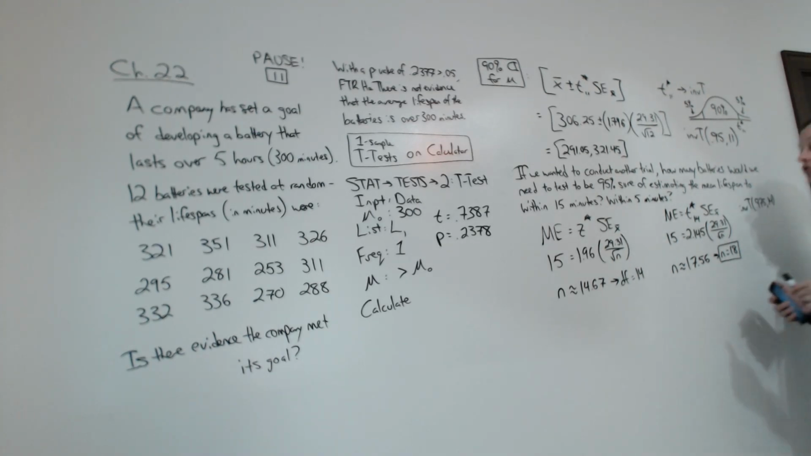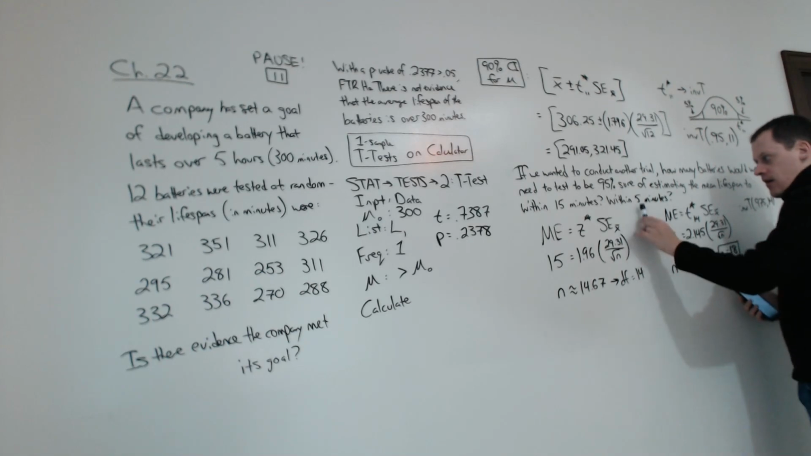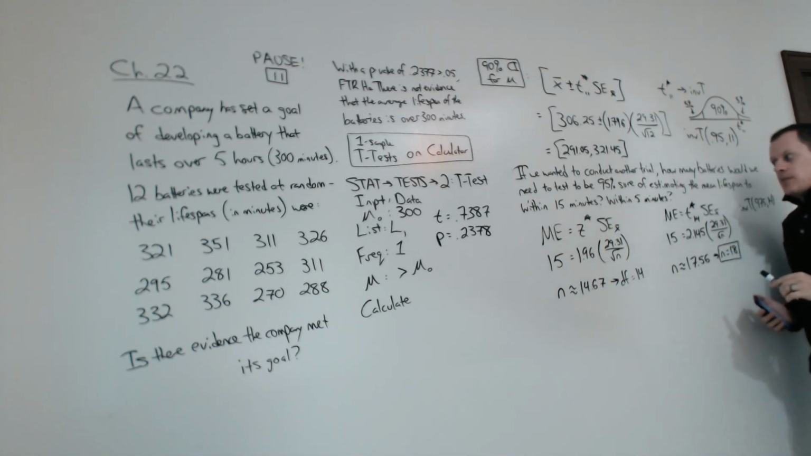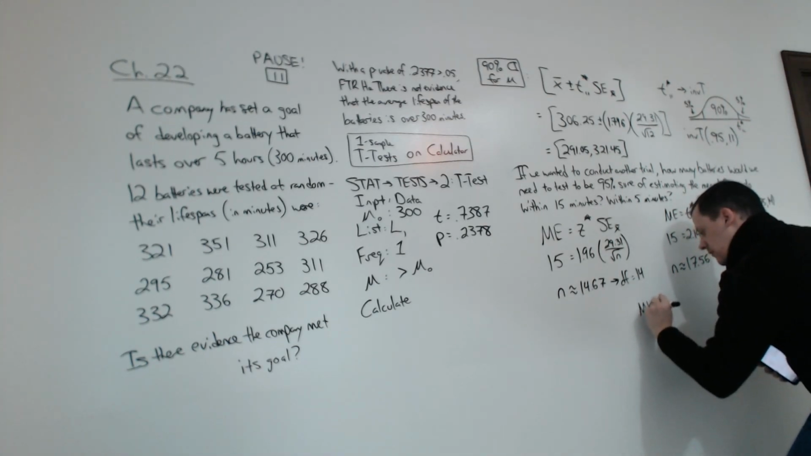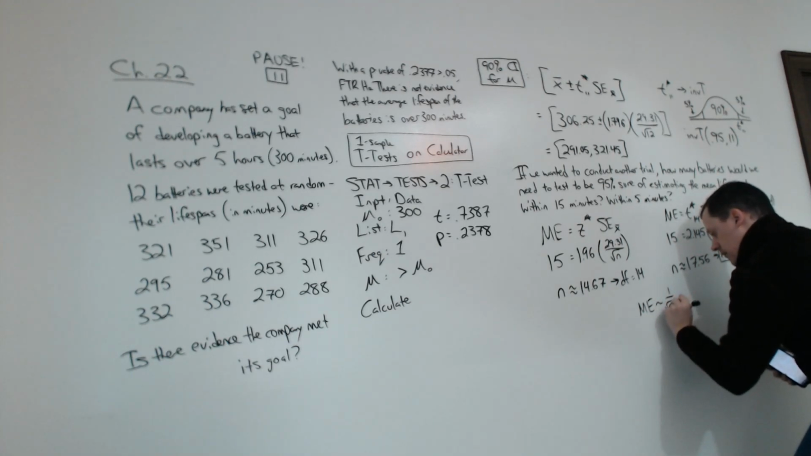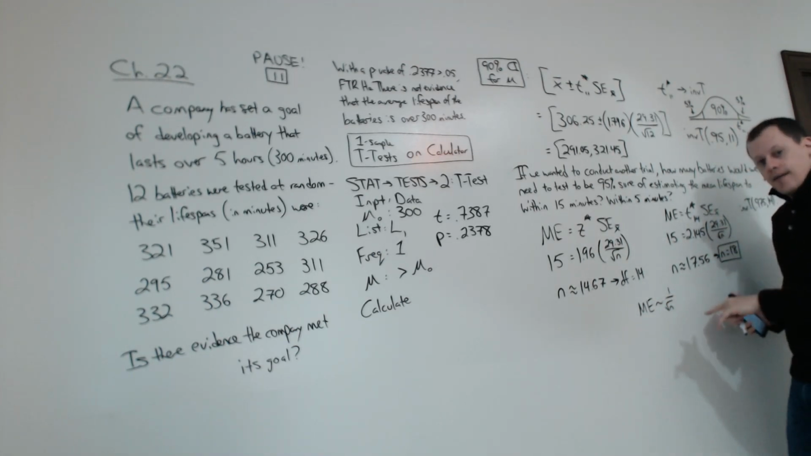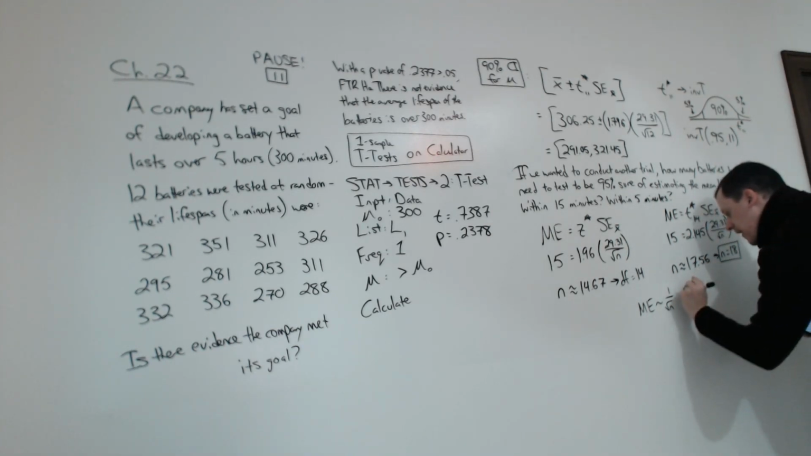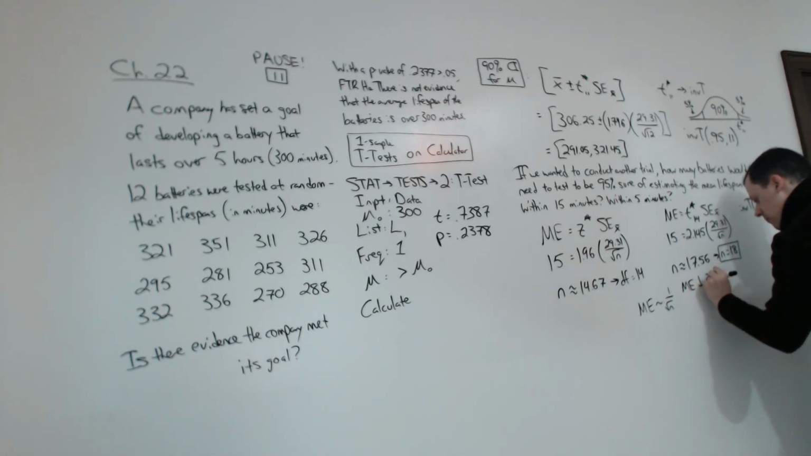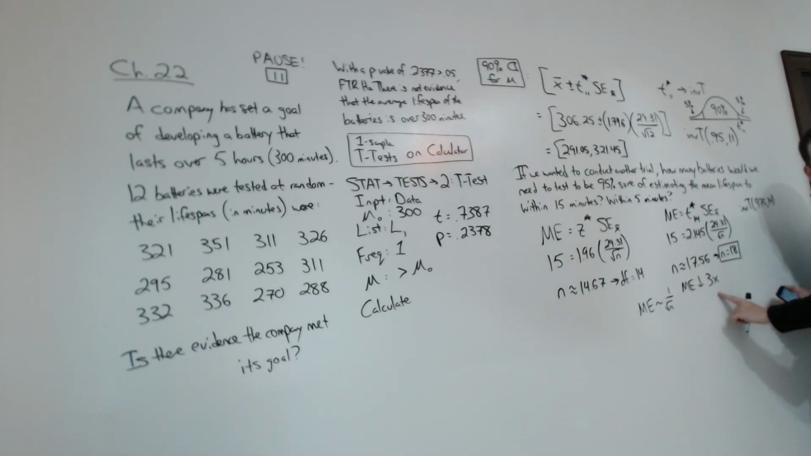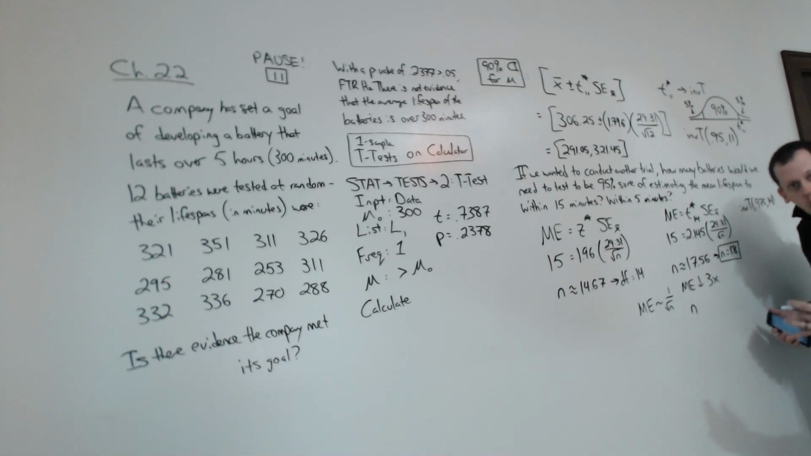Now, you could go through this entire process again to answer this question. How many would you have to sample to get a margin of error of 5 minutes? Or you could use the idea that the margin of error is proportional to 1 over the square root of n. If you want the margin of error to decrease by a factor of 3 times, if you want your margin of error to go down by 3 times, then that means n has to do what?